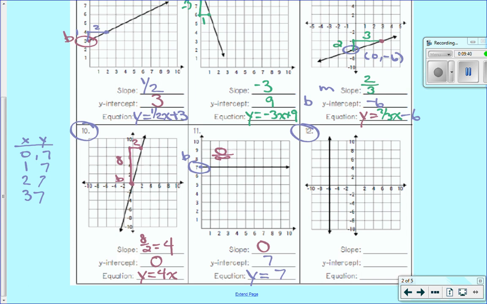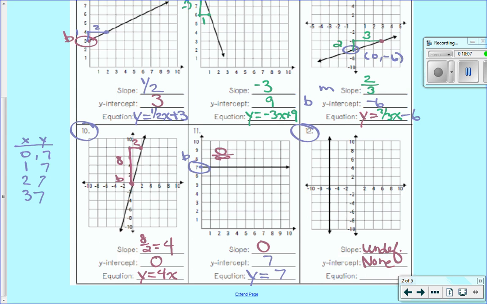All right. Let's see how you did on number 12. What is our slope? It is undefined. Good. What is our y-intercept? Does it cross the y-axis? No. Can we put 0? No, good. So if it's 0, it would look like that, right? A line. Okay. So we're just going to put none.